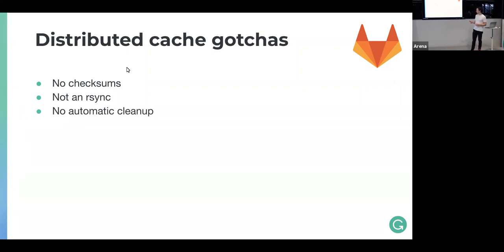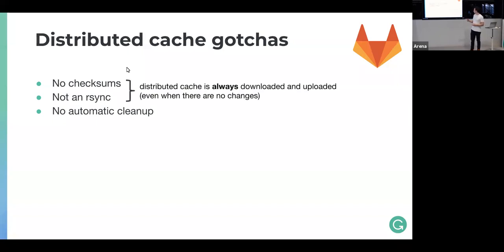And the third thing, there is no automatic cleanup mechanism. So whenever you want to clean that distributed cache, you have to reset it via the GitLab user interface or change the cache key. Now, the first two points together mean that the distributed cache is always downloaded and uploaded even when there are no changes to it.